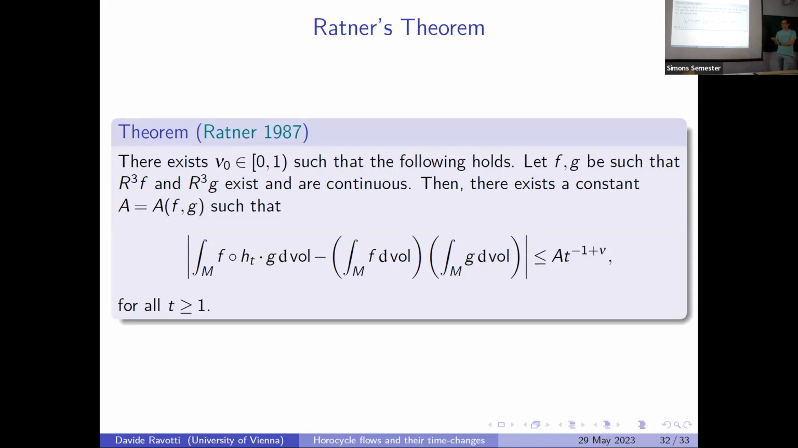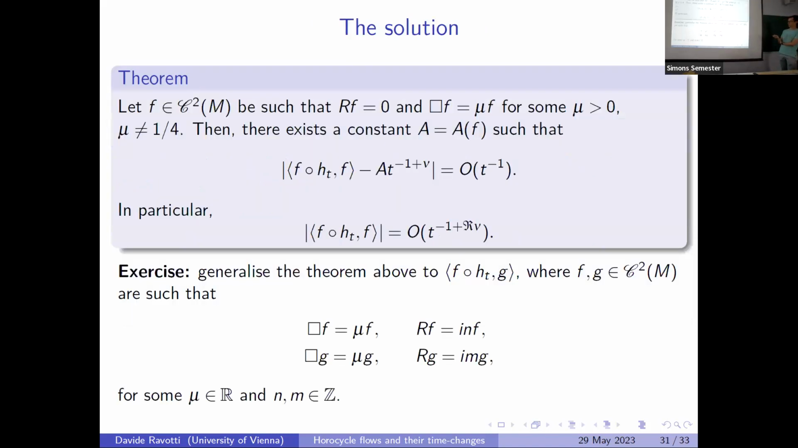So she proved that Horocycle flow mixes polynomially, and she found this upper bound. And by what we discussed in here, this is going to be optimal. You cannot hope to have anything better than that, because for these very special functions, this is really an asymptotics.